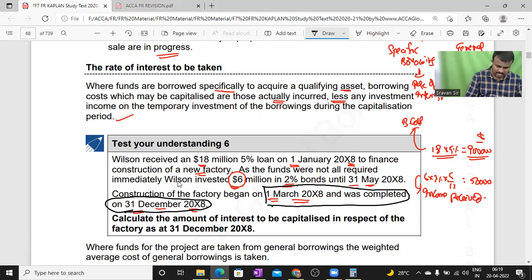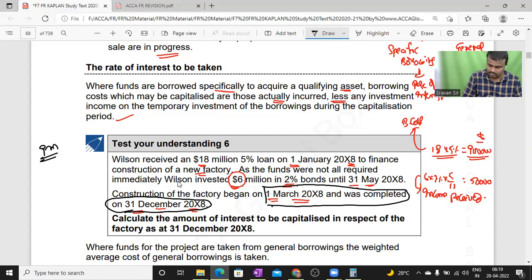How many months are there? March, April, May, June, July, August, September, October, November. So how many months are there? 9 months. So we need to provide it only for 9 months.